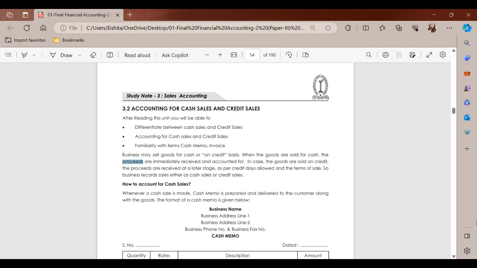The proceeds are received at a later stage as per the credit allowed and the terms of sale. So business records sales either on cash or on credit basis.